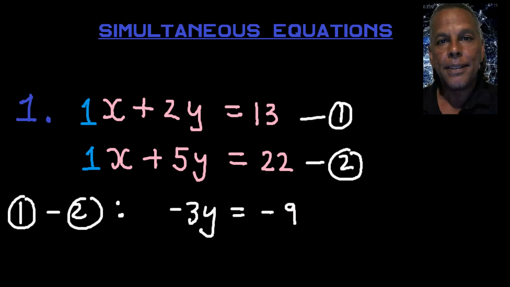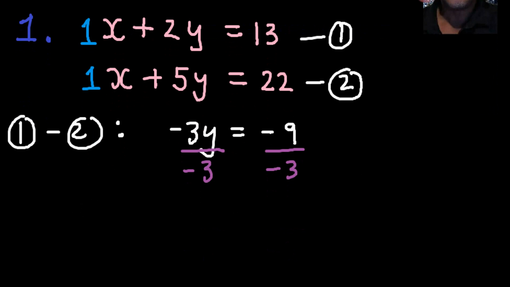We can solve for y now, and we can get rid of the negative 3 here by dividing both sides by negative 3. On the left-hand side, the negative 3's will cancel, and we're left only with y. Then we have negative 9 divided by negative 3, which is positive 3.